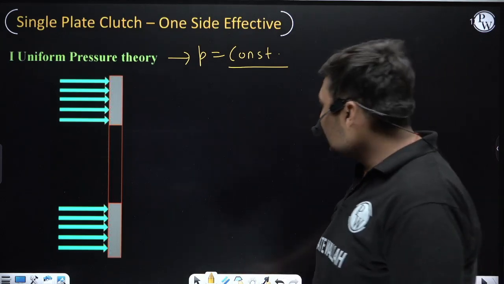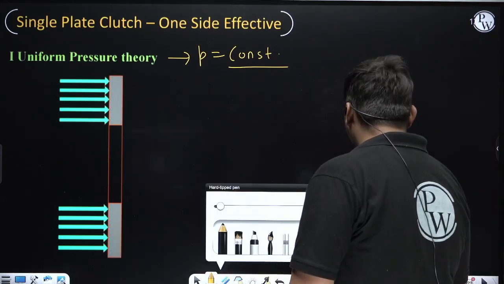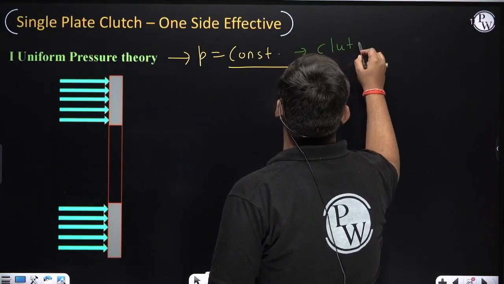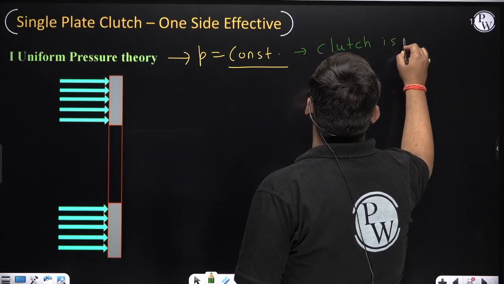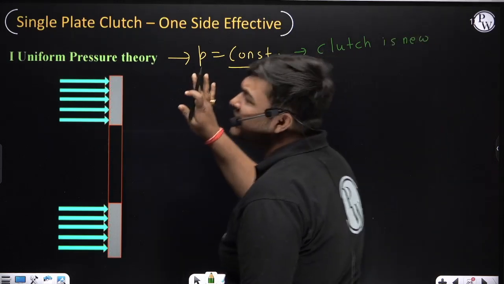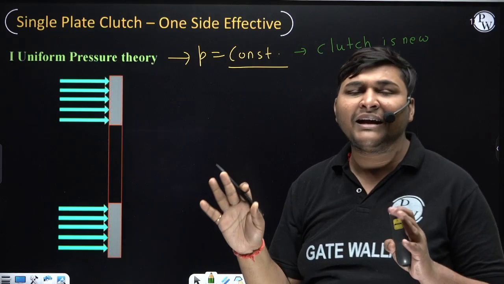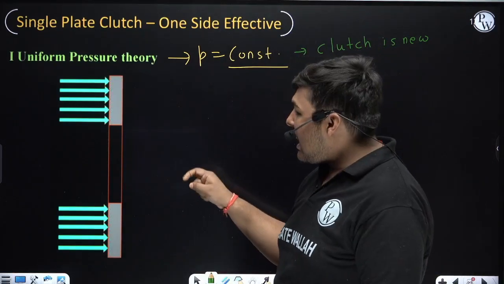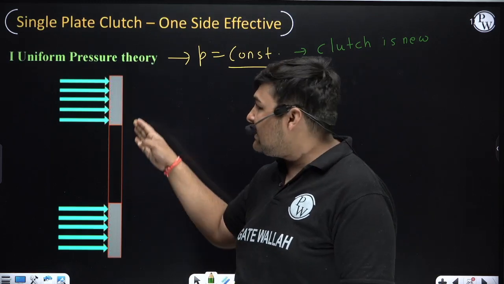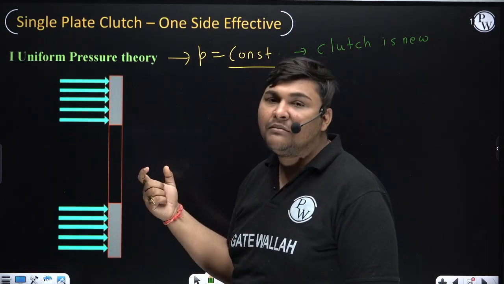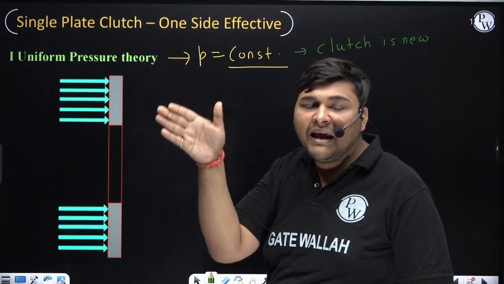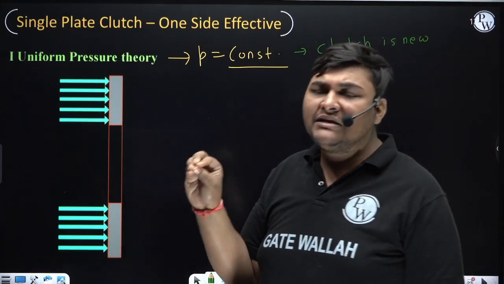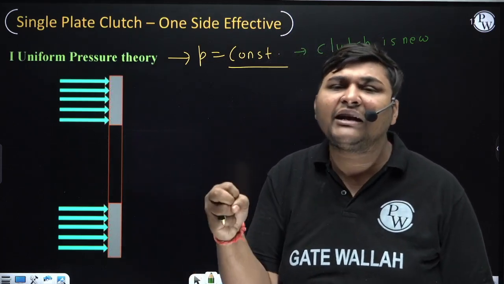Generally this theory is good when the clutch is new. This theory gives good results when the clutch is new, because when the clutch is new, this assumption is nearly correct. When the clutch is new, the distribution of the friction lining at each point will be the same, means the surface of the friction lining will be the same at every point. So ultimately we can assume that the same contact pressure will be created at every point of the friction lining.